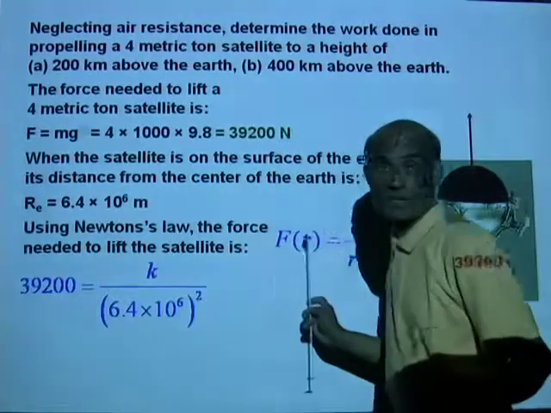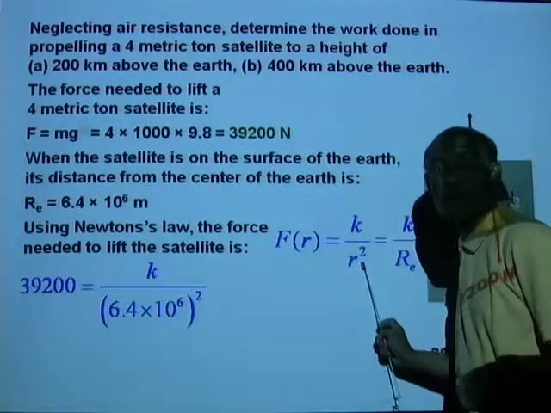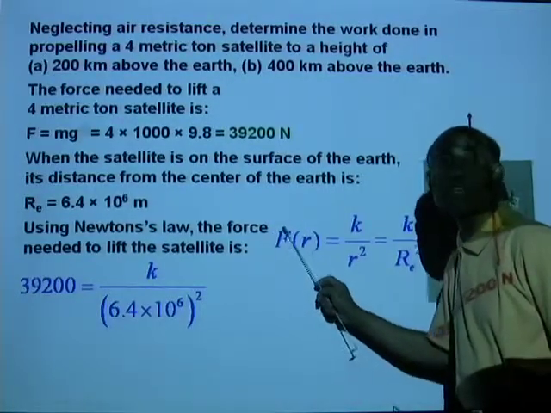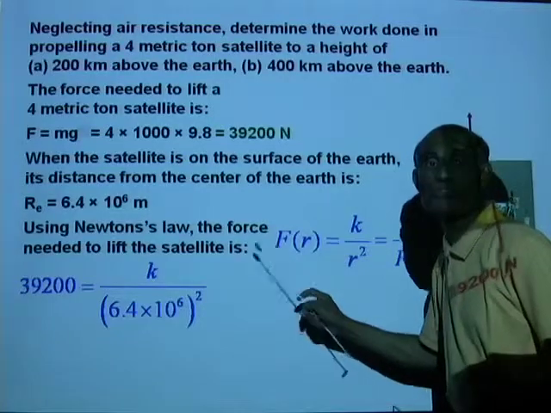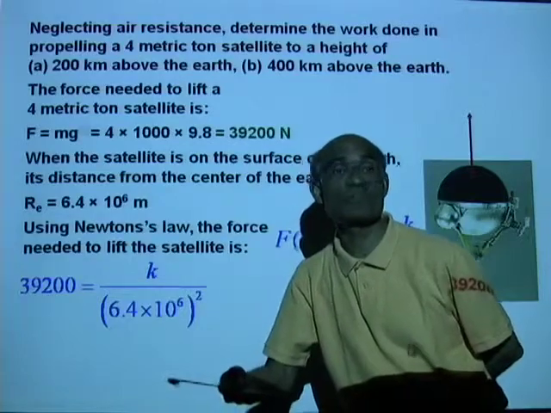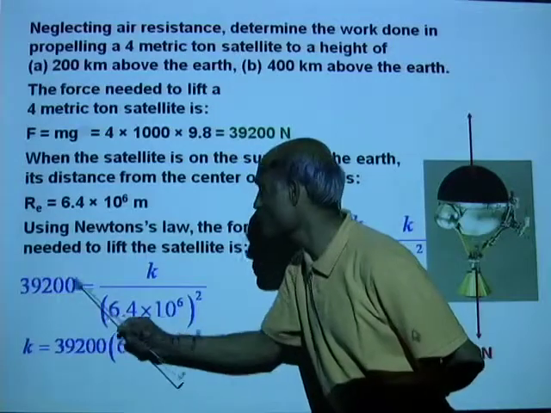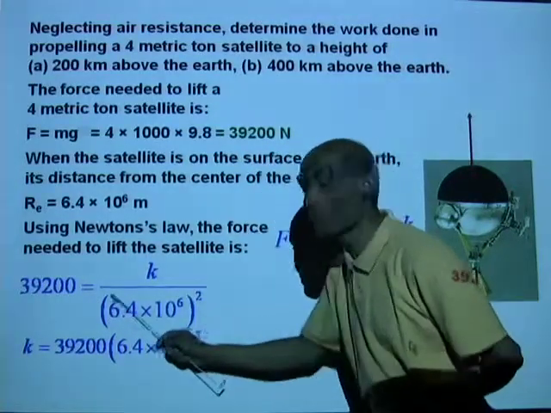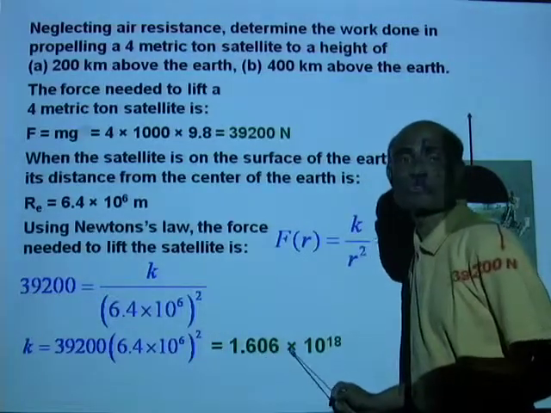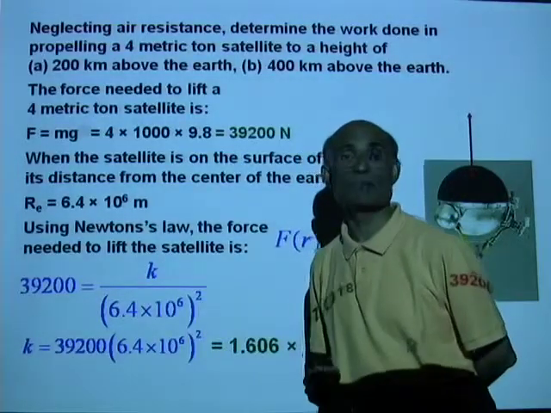One more time, in this equation, F equals K over R squared, when this R equals the radius of the Earth, the force needed to lift that off the surface of the Earth is 39,200, the weight of it on the surface of the Earth. Therefore, what is K equal to? K equals 39,200 multiplied by this number. That's a big number, 1.606 times 10 to the power of 18, and that is the value of K.